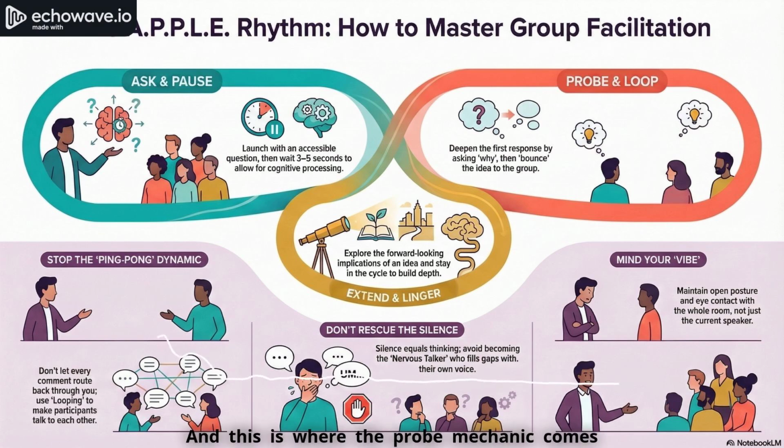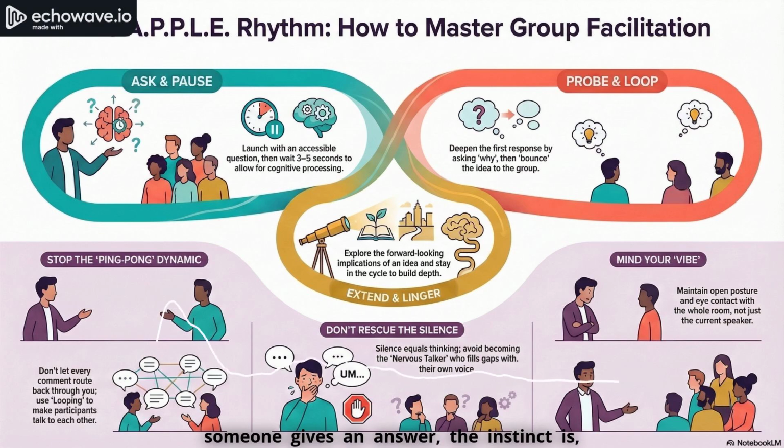And this is where the probe mechanic comes in. Right. So the P in A.P.P.L.E. probing focuses entirely on staying with that very first answer. The cardinal rule here is to suspend your judgment. Meaning what, exactly? Meaning you don't evaluate the answer immediately, and you absolutely do not jump to your next prepared question. The goal is strictly to deepen that one person's initial contribution by getting them to explain their rationale. So probing is really just forcing yourself to be curious instead of judgmental.